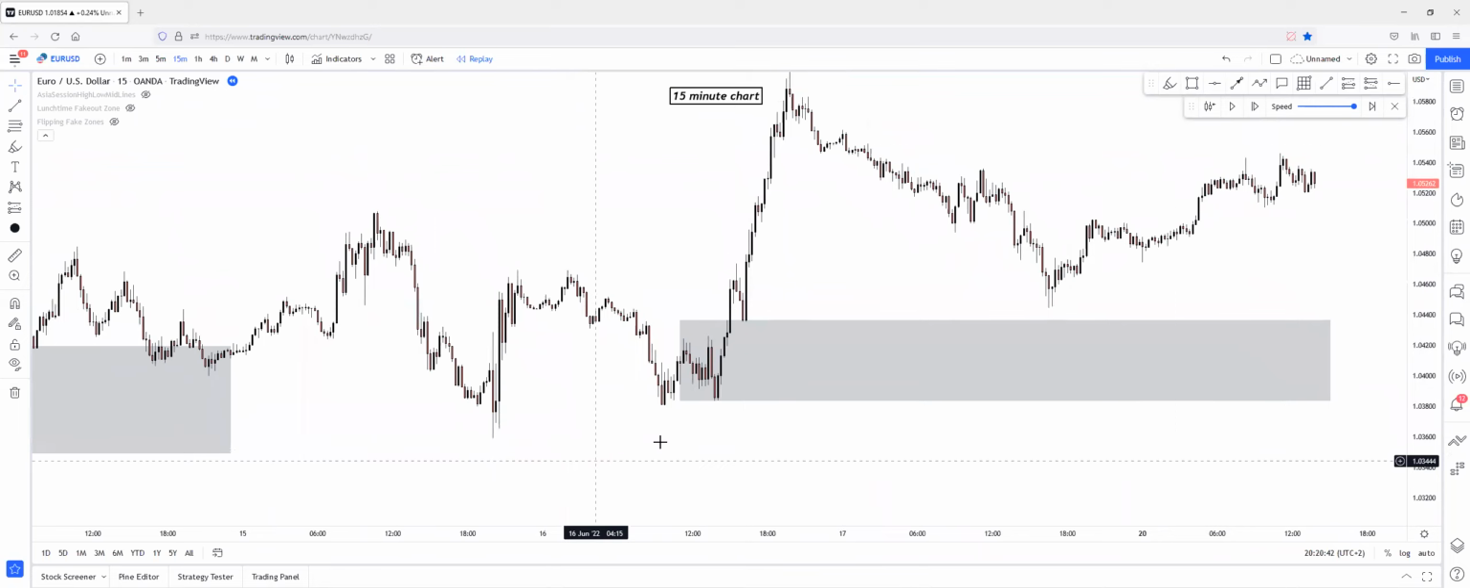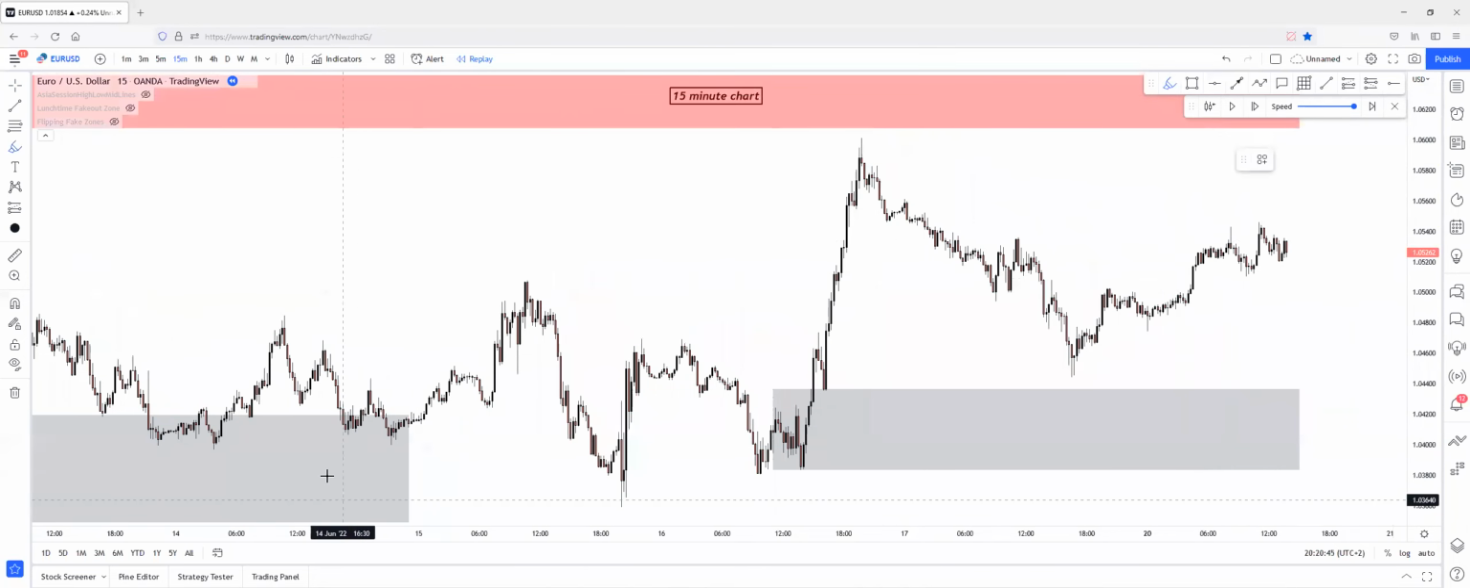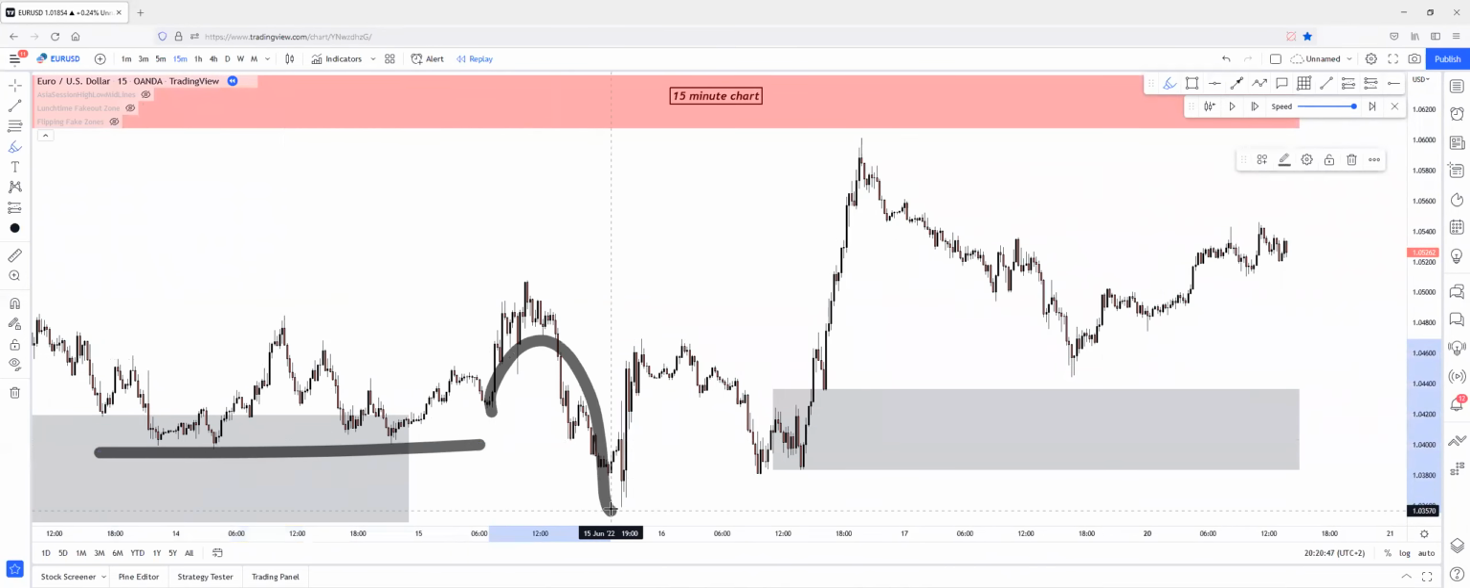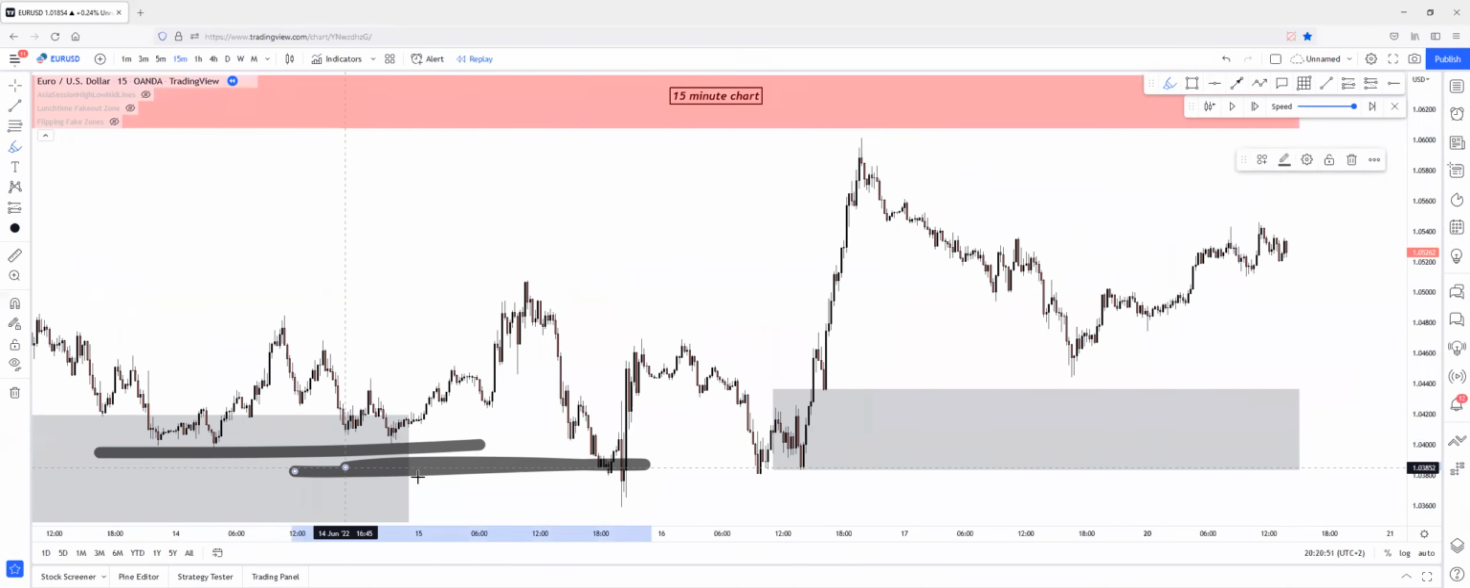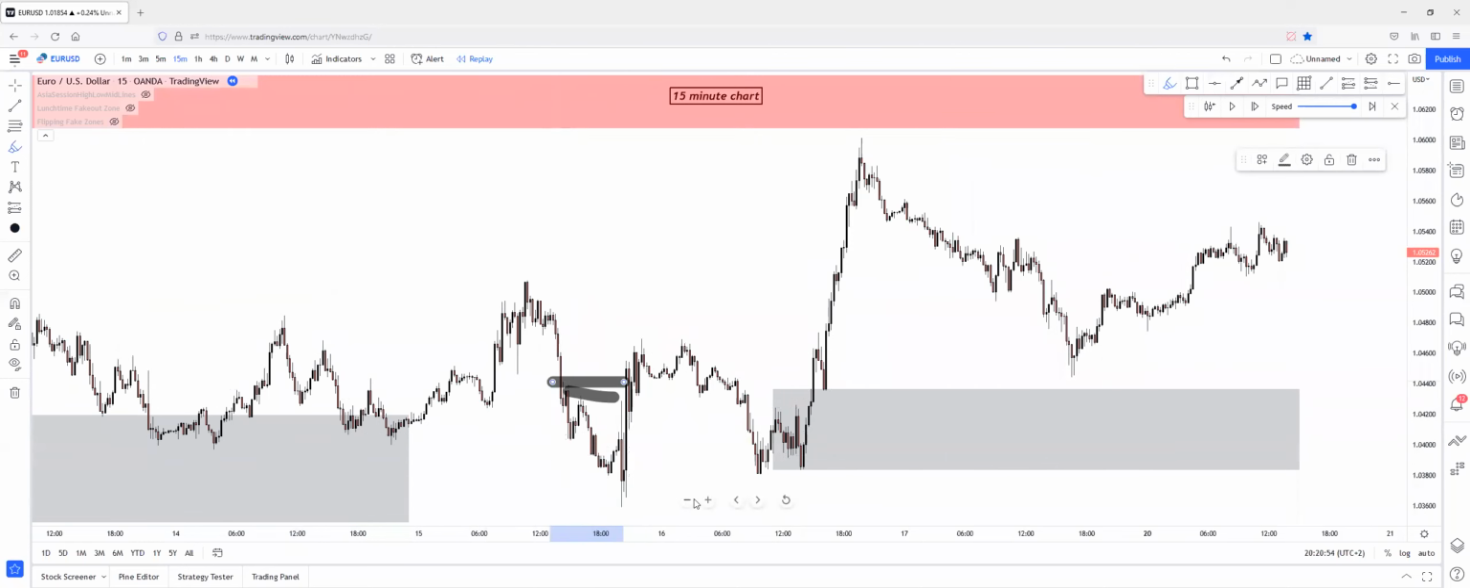What else can we see? Here was the daily demand reaction. Here was the daily liquidity sweep into this zone. Here was a character-changing movement on the 15-minute chart after the 50% mitigation of this zone. After the character-changing movement here, price is just reacting on the demand zone here, as you can see.